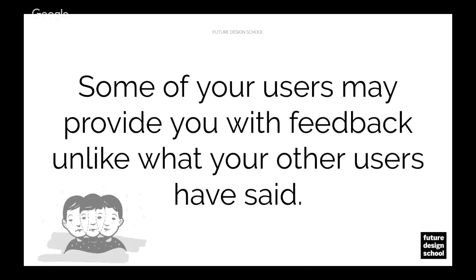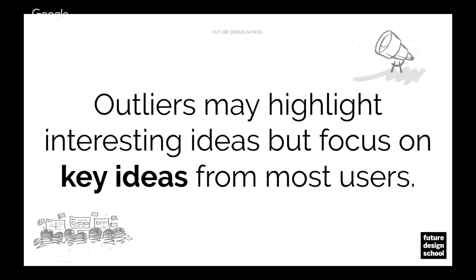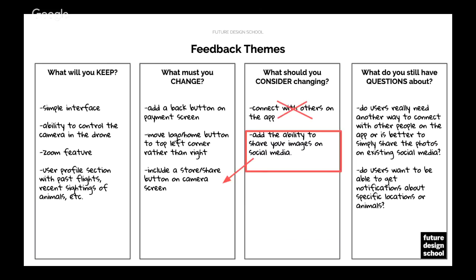You may also find that you get some outliers in what the feedback is. So they may provide you feedback unlike other feedback that others have said, and they may highlight some interesting ideas, but what you want to do is spend time focusing on those key ideas that you get from most of the users rather than focusing on that one or two pieces of feedback. So for example, here when we look at what should you consider changing, one person said we should be able to connect with others on the app. Since that was a bit of an outlier, we crossed it out and didn't think it was important, but we wanted to add in the ability to share images on social media.